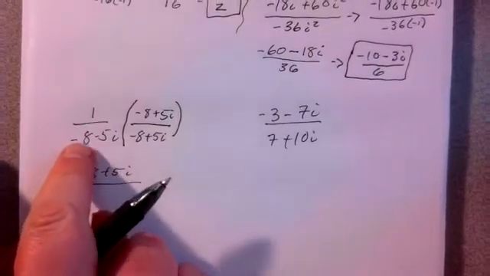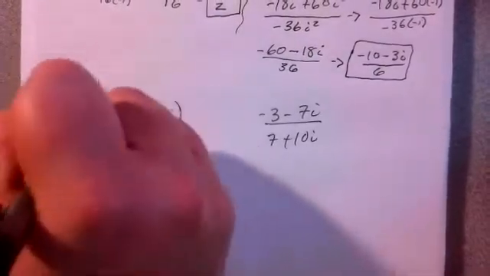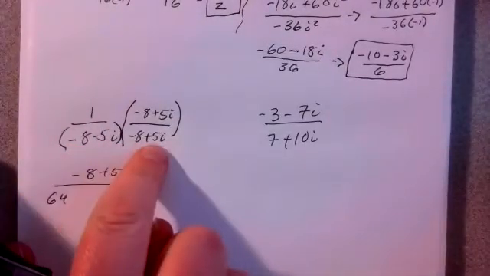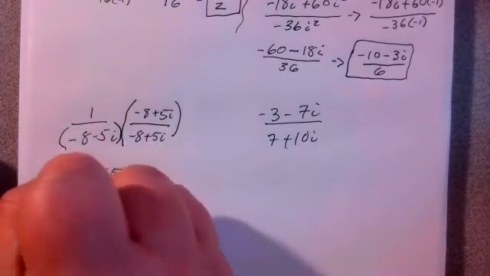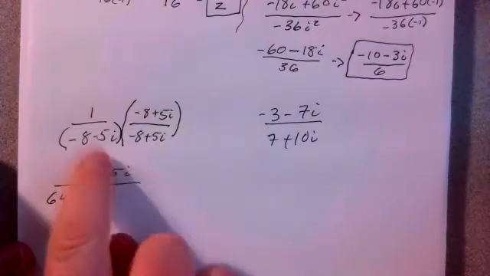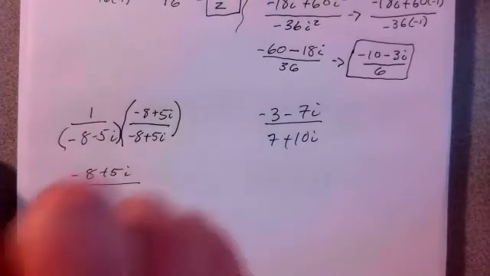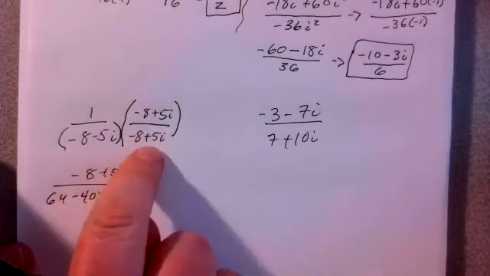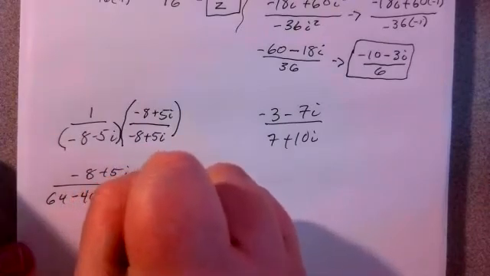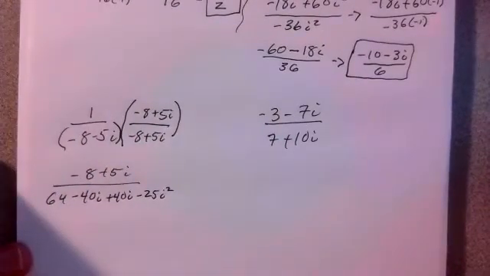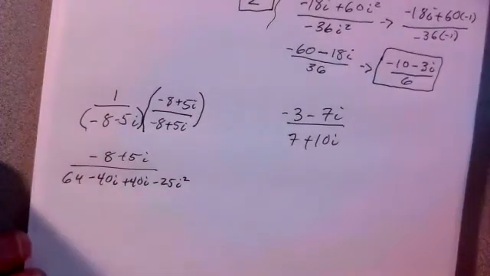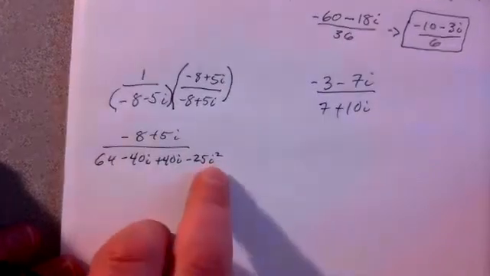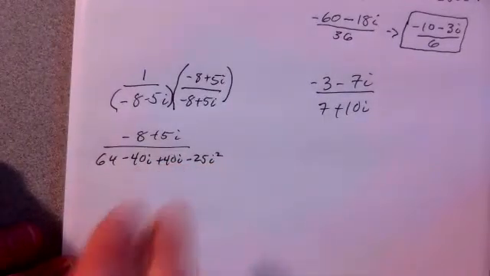And now on the bottom, we're going to have to FOIL, right? So negative 8 times a negative 8 is a positive 64. Negative 8 times a positive 5i, negative 40i. A negative 5i times a negative 8 is a positive 40i. And negative 5i times a positive 5i is a negative 25i squared. Now I want to combine my like terms and switch i squared to negative 1.